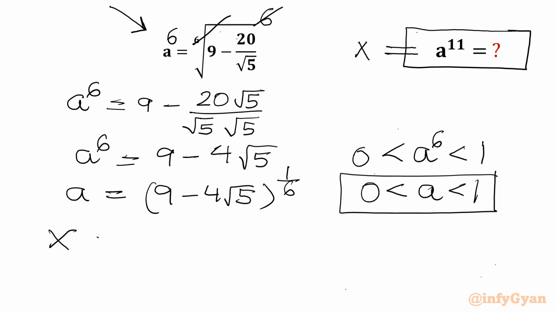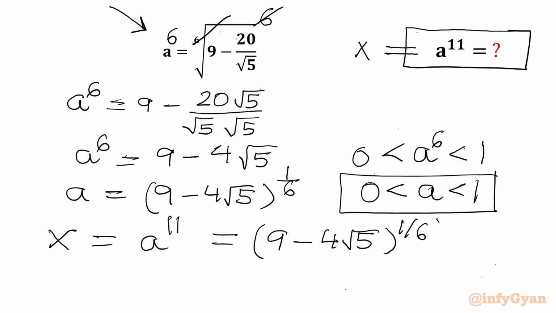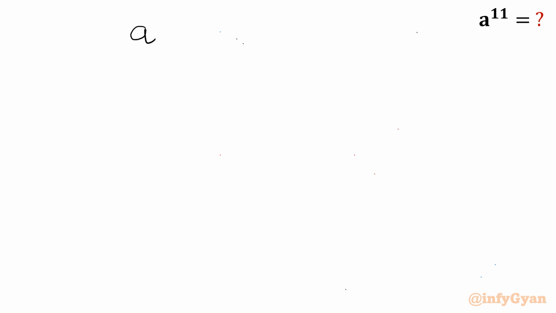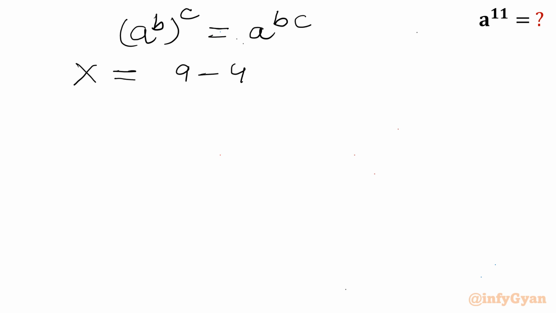Now we have to write x, what we are looking for, a power 11. This we can write as 9 minus 4 square root 5 whole power 1 by 6 and then whole power 11. Now I will use one exponent property: a power b whole power c, anytime we can write as a power b times c. So x will be equal to 9 minus 4 square root 5 whole power 11 over 6.